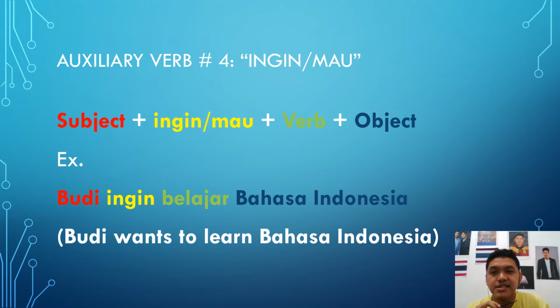The next auxiliary verb is "ingin" or "mau." Now take note that "ingin" and "mau" mean to want or to desire or willing to. It's the same process. For example, "Budi ingin belajar bahasa Indonesia," which means Budi wants to learn bahasa Indonesia.